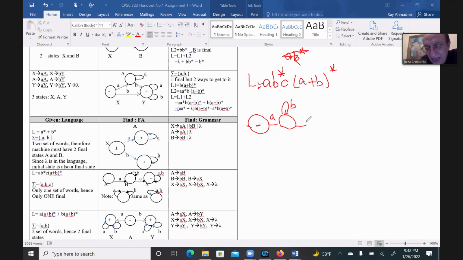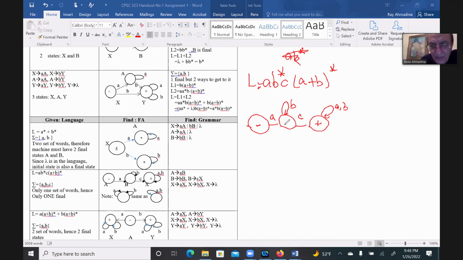I still have to drop C. If I drop C, I get to this state here. And now I can stop here, and I can have any combination of A's and B's here. Got it? Yeah.